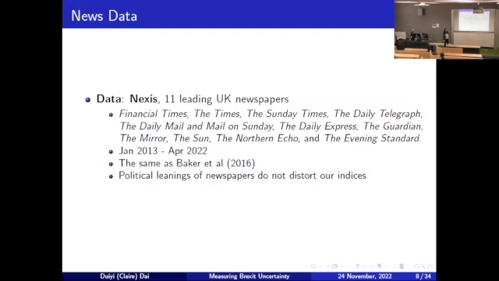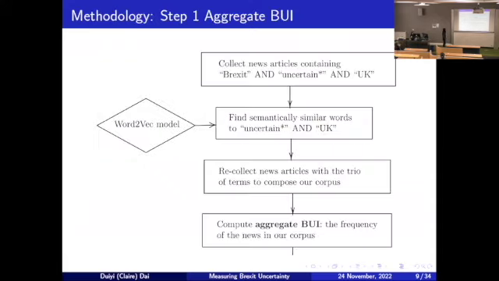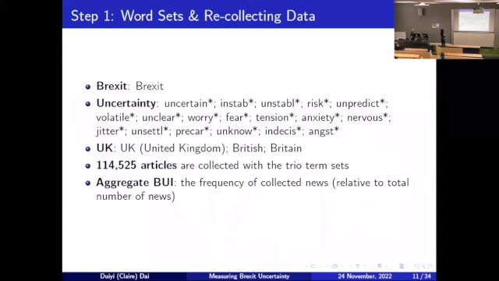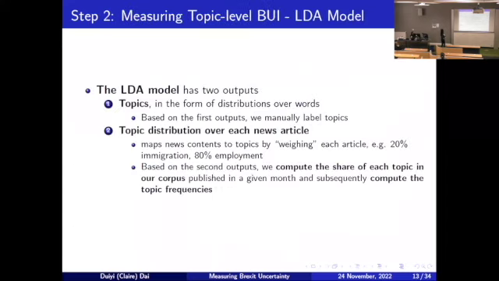So in this study, we use news data. Our news data is from 11 leading UK newspapers. I also jump here to step 1, where we construct the aggregate BUI, and then we construct the topic level BUI. So the LDA model will mainly have 2 outputs. The first one is topics. Topics do not just tell you that the topic is about, for example, Northern Ireland or supply chain. No, the topic is actually in the form of distributions over words. We're going to see an example here.